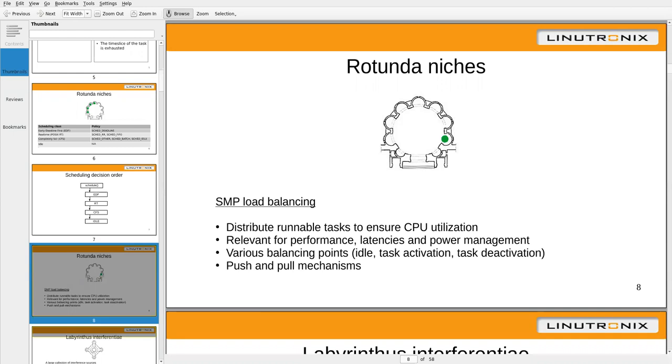We have quite some balancing points. At idle, when a CPU goes idle, it can look whether other CPUs have runnable tasks which it can get from there. On task activation, if a new task comes in which is more important than the currently running task, it might ask whether some other CPU can take it over, or on task deactivation, it can look whether some other CPU has something more important to do. So it has push and pull mechanisms.